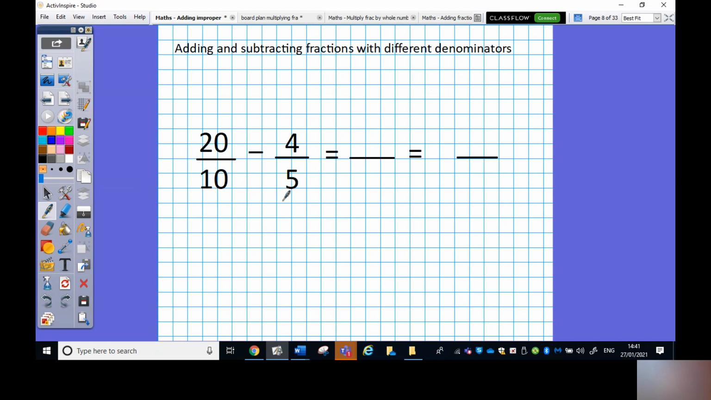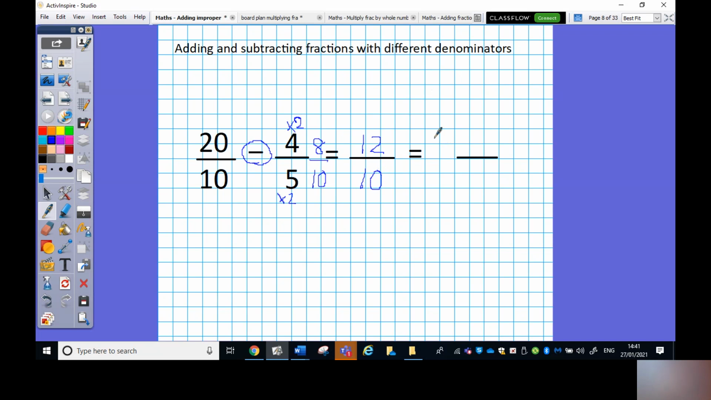Exactly the same. Good. Tell me what to do. Good. Okay, so what do I need to do to 5 to get 10? And my numerator? Good. What's my operation? Well noted. Yeah, I need to subtract. So 20 take away 8 equals? Good. 12, and my denominator is?